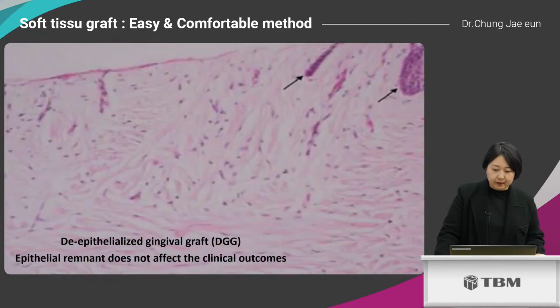Okay. In DGG, we remove the epithelial part, but there is a little concern if the epithelium still remains. This is a histology of DGG, and the epithelial remnant is here and here. But according to various studies, epithelial remnants like this do not affect the clinical outcomes.